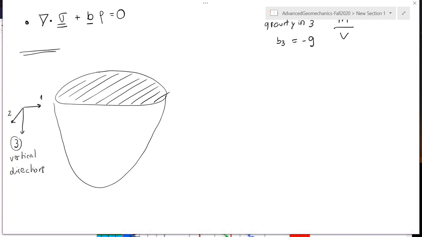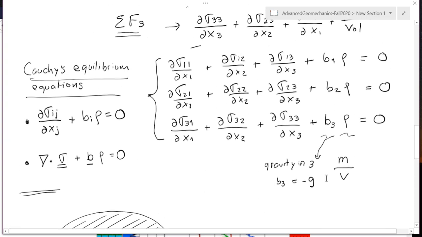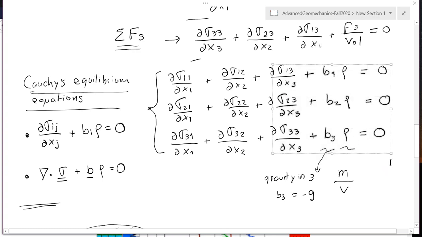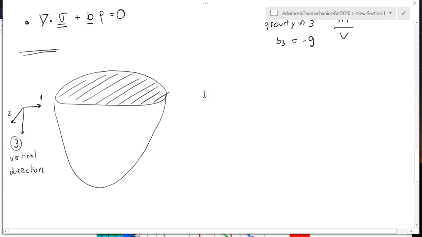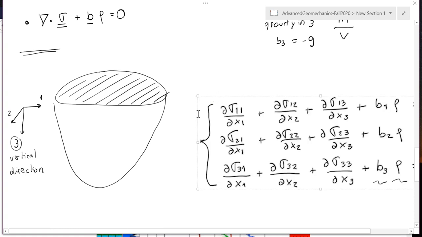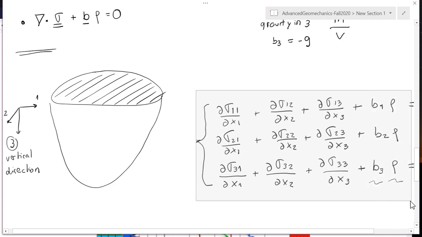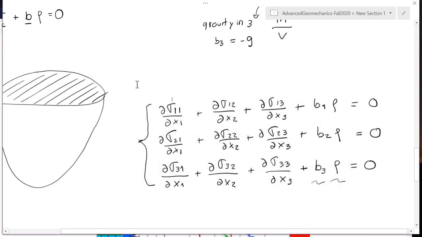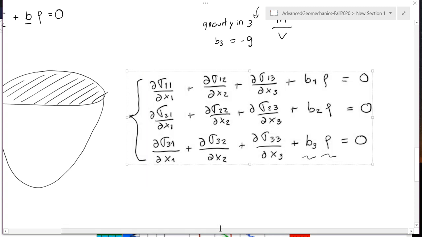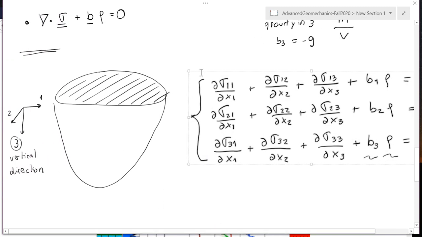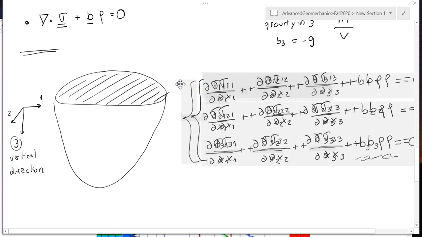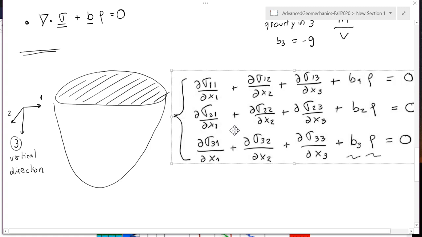I'm going to use the Cauchy equations so that I can solve what is the change of stress as a function of depth. And let me here just grab this and do a copy and paste. All right. So same equations that we just derived. And what I'm going to do is I'm going to start simplifying this equation so we can solve what we're looking for.